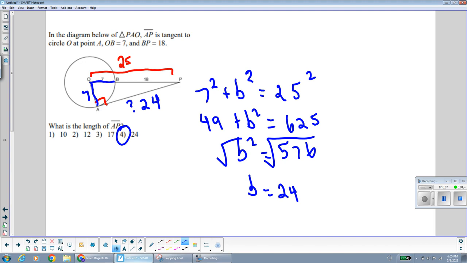So that's an example of how the radius tangent theorem is used. Anytime a radius of a circle and a tangent to a circle meet, they form a 90-degree angle, so it makes right triangles.